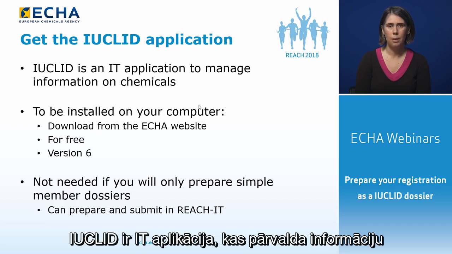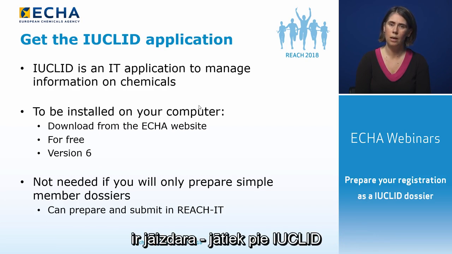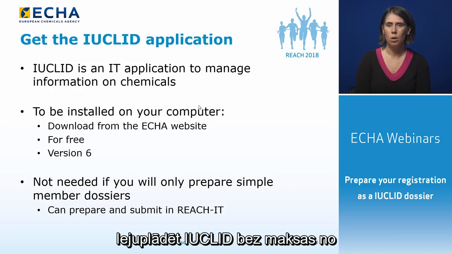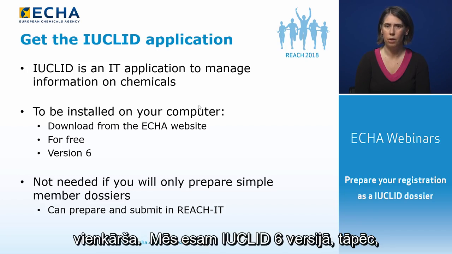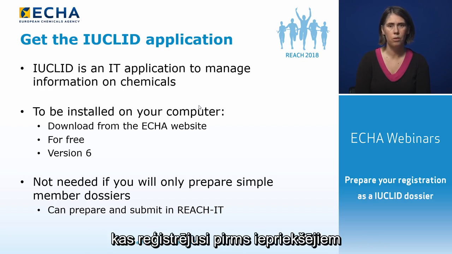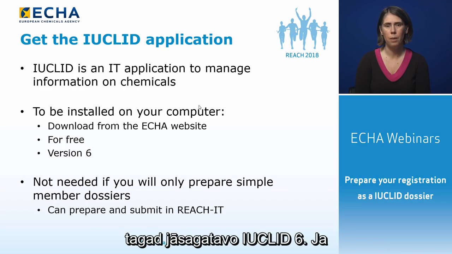IUCLID is an IT application to manage information on chemicals. The first thing to do in this phase is to get IUCLID and install it on your computer. You can download IUCLID for free from the ECHA website, and installation is very easy. We are at version 6 of IUCLID now, so when exchanging files with registrants who registered for the previous deadlines, keep in mind that registrations now need to be prepared in IUCLID 6.